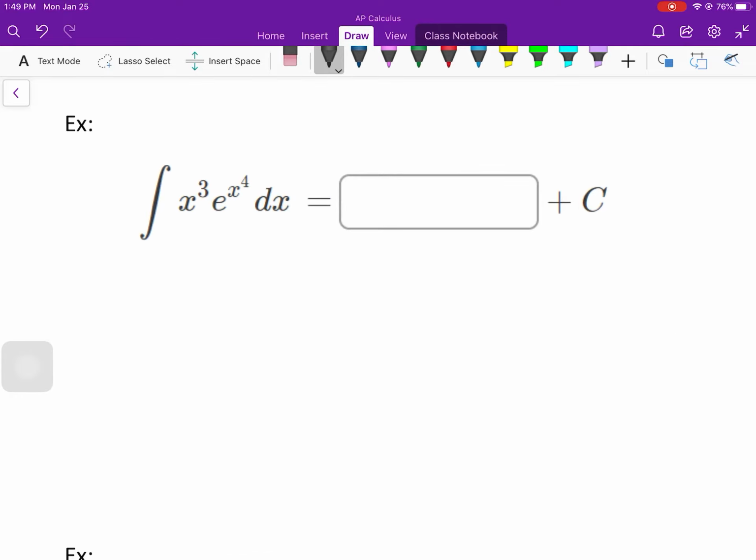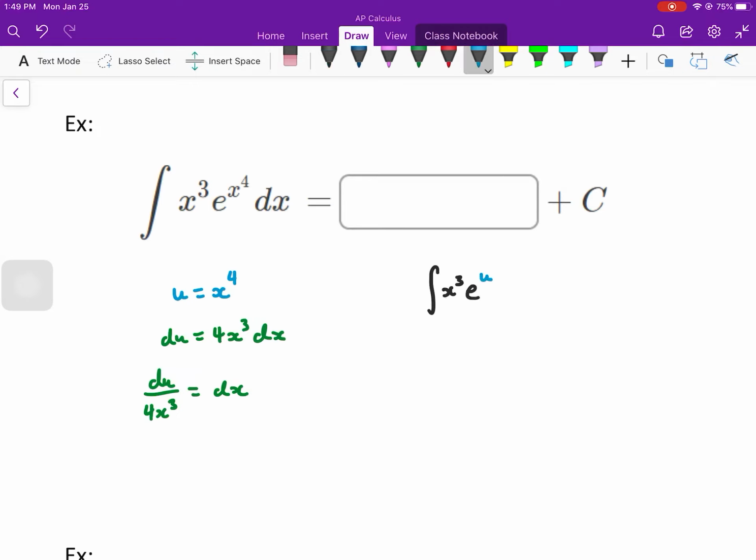Over here, we'll make the inside function, which typically is going to be your exponent. With exponential functions, the inside function will be x to the 4th. Then dx, don't forget that part. And let's go ahead and substitute this in now. So we'll have x cubed e to the u times du over 4x cubed.